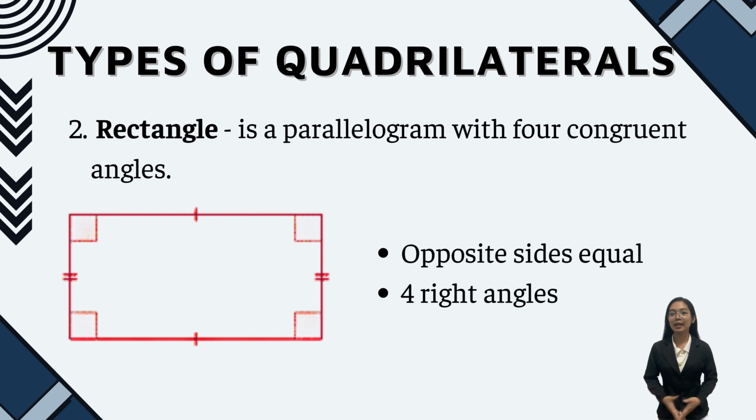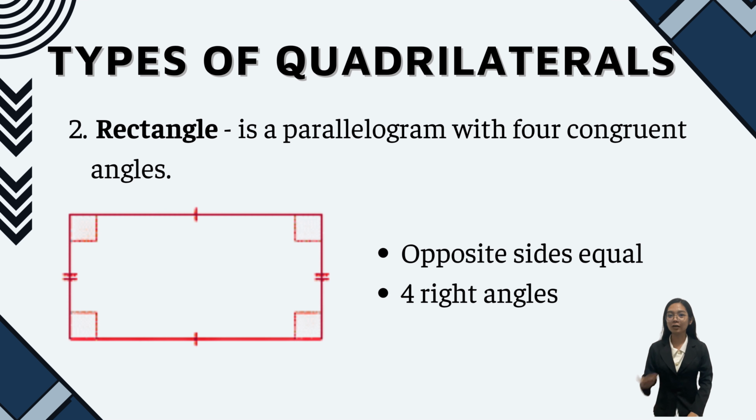Next, class, is a rectangle. Let's read the definition of rectangle. A rectangle is a parallelogram with four congruent angles. So its properties say opposite sides are equal and four right angles. So unlike squares, rectangles only have equal opposite sides, not all the same length. Can someone give an example of a rectangle? Correct, a book cover.